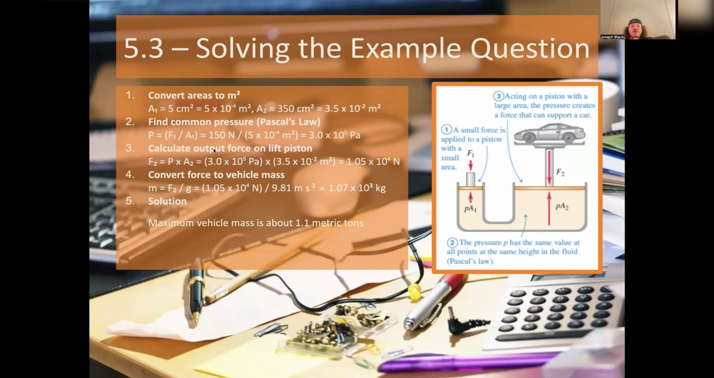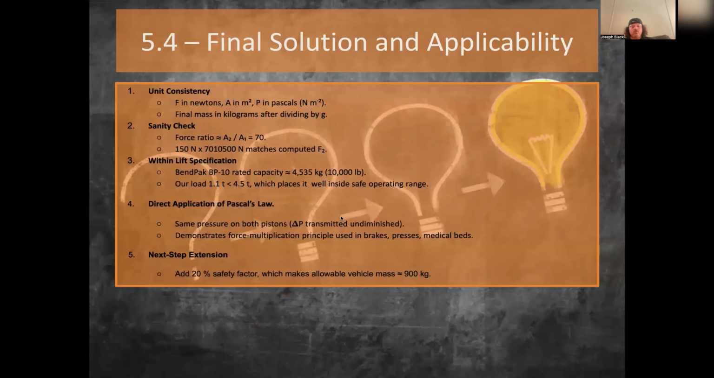Then we calculate the output force on the lift piston. This is F2 equals P times A2, which is equal to 3.0 times 10 raised to the fifth pascals times 3.5 times 10 raised to the negative second power meters squared, which ultimately comes to 1.05 times 10 raised to the fourth power newtons.